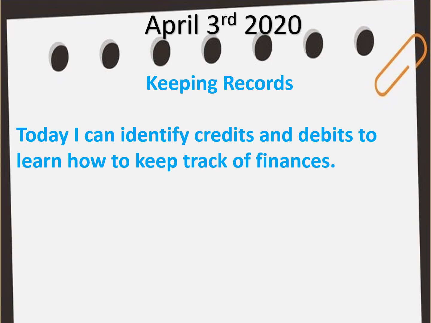Today, April 3rd, we are continuing our financial literacy unit with keeping records. This is a really short lesson. It deals with two things: adding money to your account and taking away money from your account. So our objective today is really short. Today, I can identify credits and debits to learn how to keep track of my finances, okay? So we are learning how to keep records. That is what we are doing today, all right?